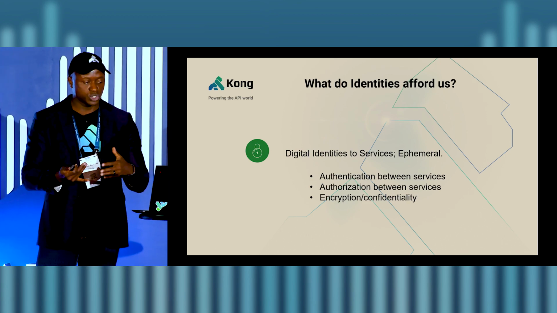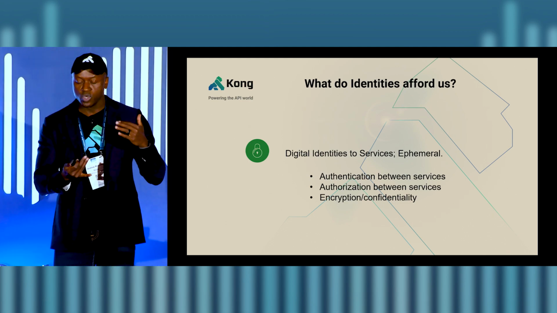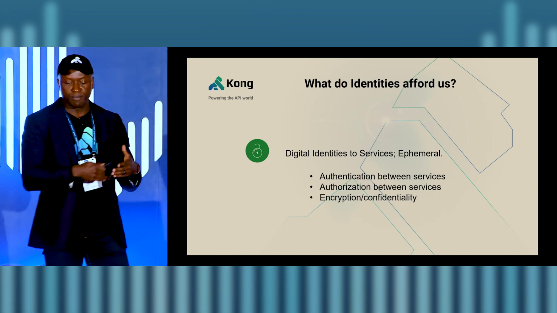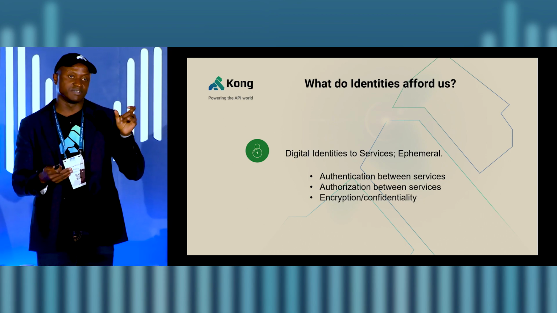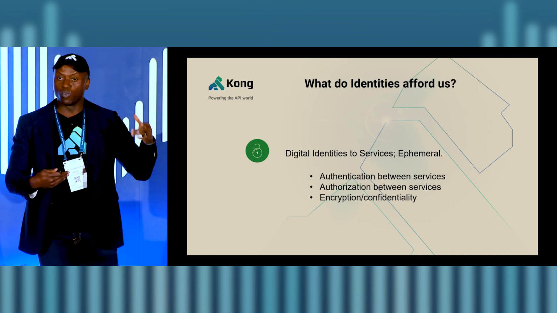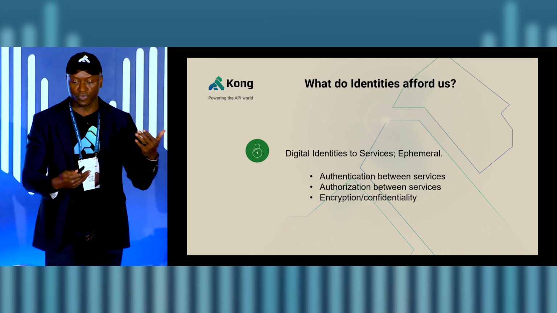And then, obviously, these identities allow us to authenticate between services, which means service A can authenticate itself to service B. We're able to do authorization of services, which means service B is able to verify what service A can or cannot do. We have encryption and confidentiality, which means that when service A is communicating with service B, that is encrypted. So even if our adversary is on the network and attempts to snoop that traffic, they're not able to see what is on the network.